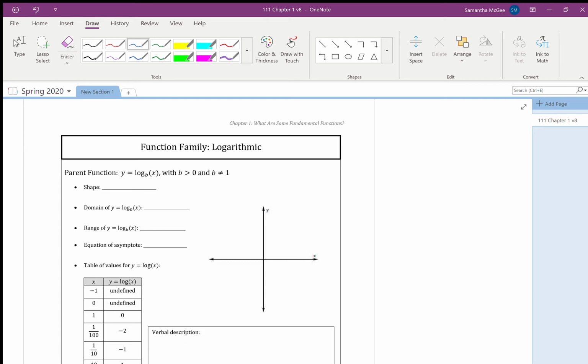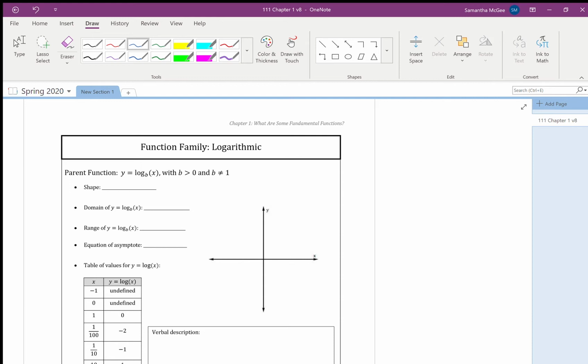Okay, so in this next video, we're going to turn to page 11 in our course notebooks, and we're going to go through the function family of logarithmic functions. Notice that we have the parent function as y equals log base b of x, where b is our base, and the base has to be greater than 0 but not 1.